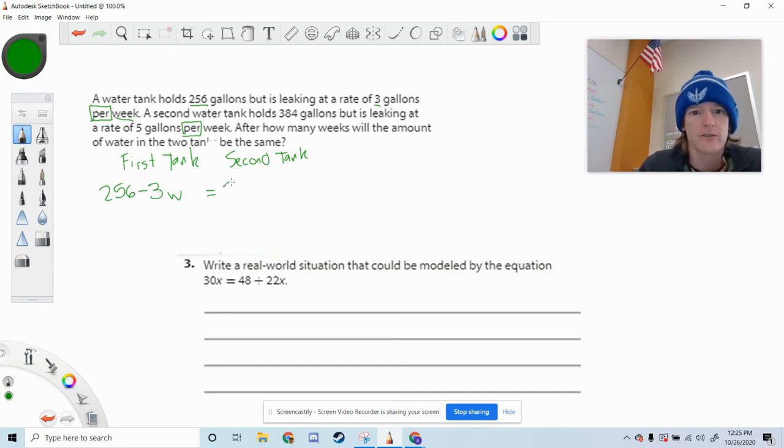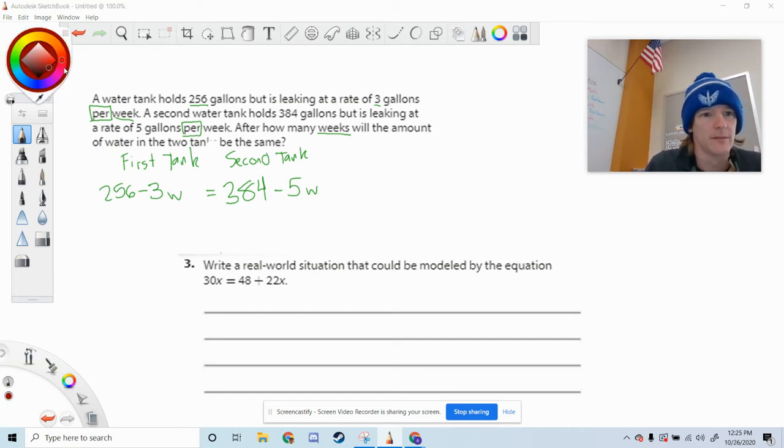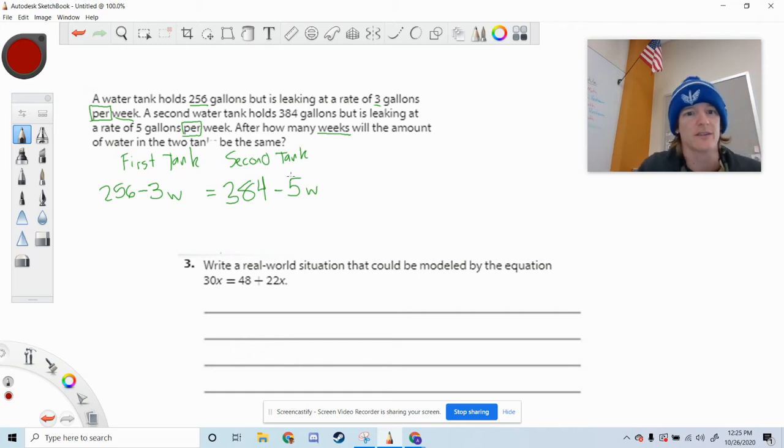The one on the right starts with 384 gallons and is leaking at 5 gallons per week. So leaking, again, means we're going to go down. It's going to go down by 5 every week. And we want to find out what W equals where these two things are equivalent. How many weeks will the amount of water be the same, after how many weeks?